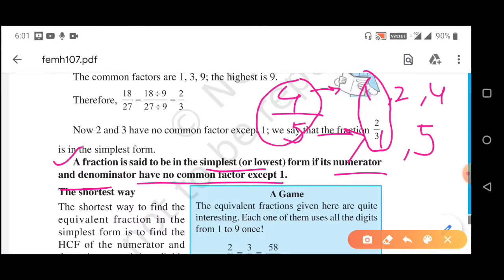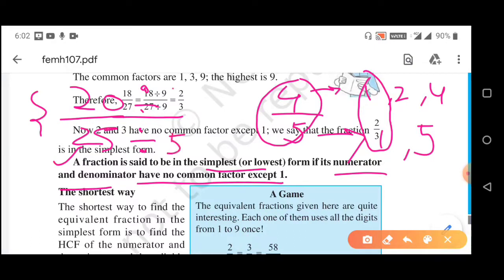Simplest form. Now if we write, suppose, 20 by 25, then this is not the simplest form of this fraction. We have to convert this to a simplest form. How will we convert? We can divide the numerator and denominator by a same number. Suppose I am dividing both of these by 5, then we will get 4 by 5. Now it is the simplest form.